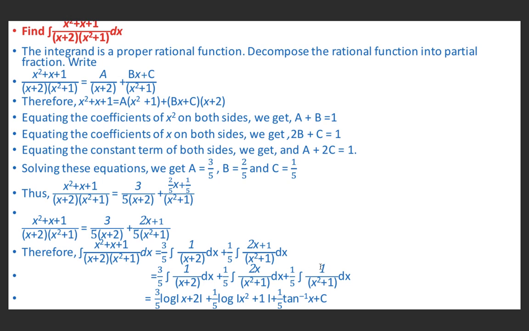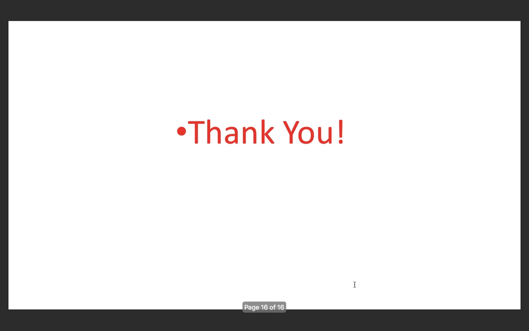And you know the integration of 1 upon x square plus a square is 1 upon a tangent inverse x upon a. In place of a you have 1 here. So 1 upon 5 tangent inverse x plus c. So you already know the formulas to integrate the given function. Today we discussed how to do the integration of rational functions using partial fractions. Thank you.